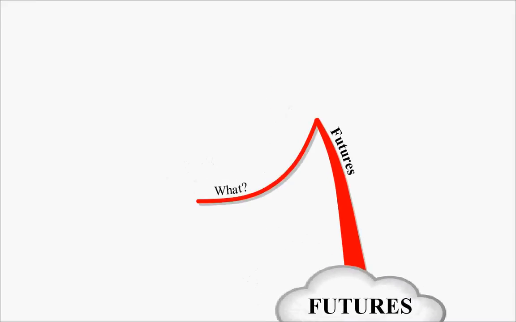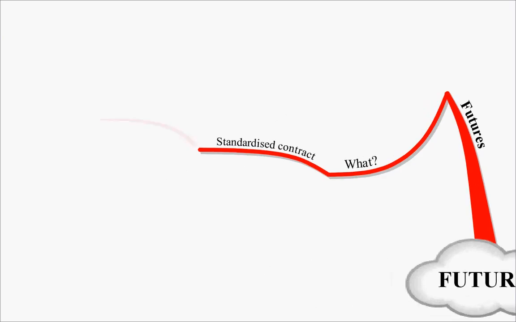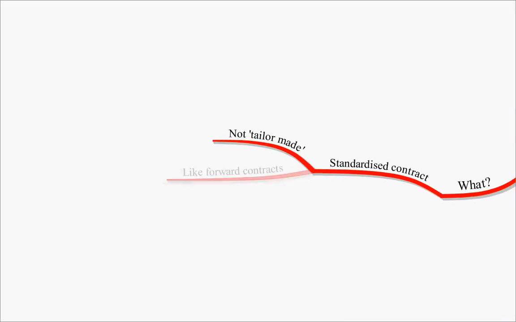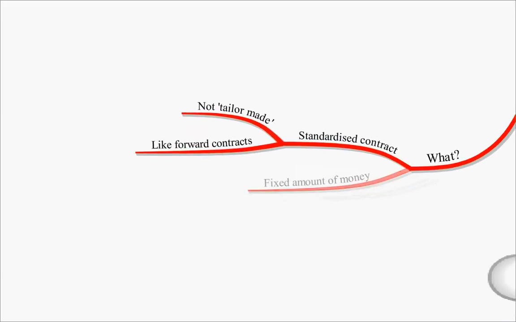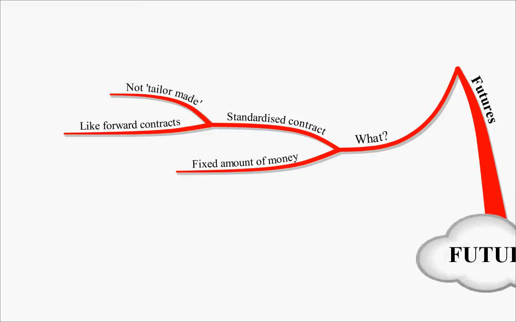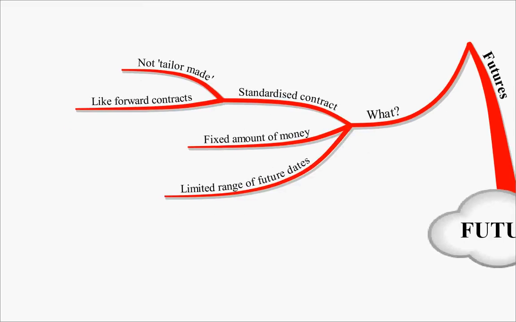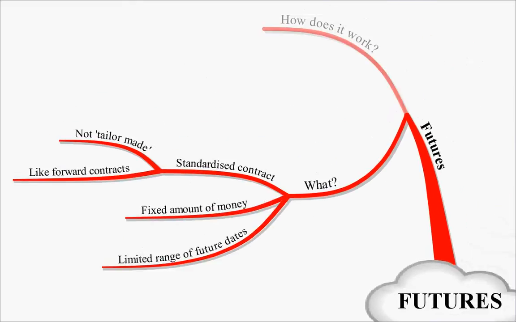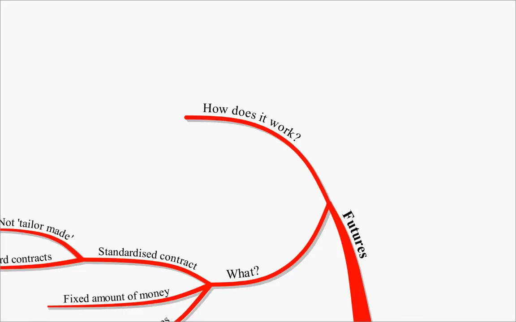So futures, what are they? Well, they're a standardized contract, i.e. they're not tailor-made like forward contracts. They are for a fixed amount of money. They're for a limited range of future dates. But how do they actually work?